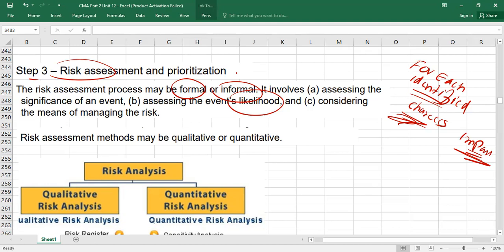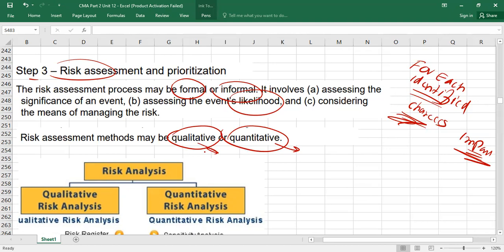And the third thing you need to remember, risk assessment may be qualitative or quantitative. These two words are important. Mostly, when we apply certain mathematical equations, certain quantitative methods to assess the risk, that is quantitative. Sometimes when we use just judgment, that kind of thing, that is qualitative.